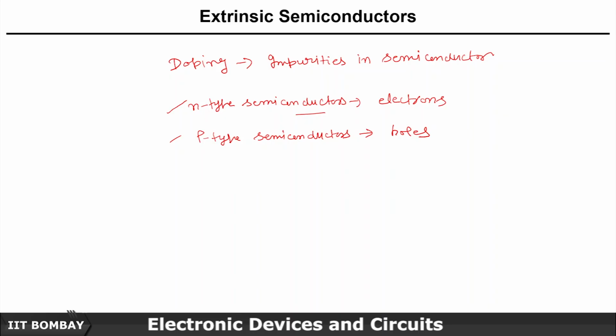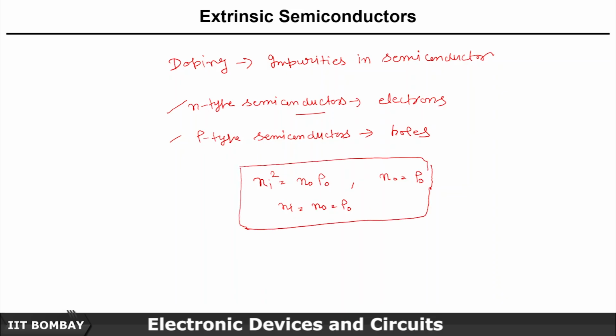Now if you remember the law of mass action, ni squared is equal to n0 times p0, where n0 is equal to p0 in the intrinsic case. So you can say ni is equal to n0 is equal to p0. This is the case for intrinsic semiconductors, right? So one can ask what will happen in case of an extrinsic semiconductor. Will this law of mass action be valid there? And what will happen to n0 and p0? Let's say these are the equilibrium electron and hole concentrations respectively.